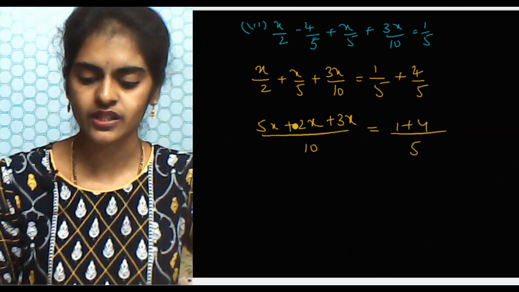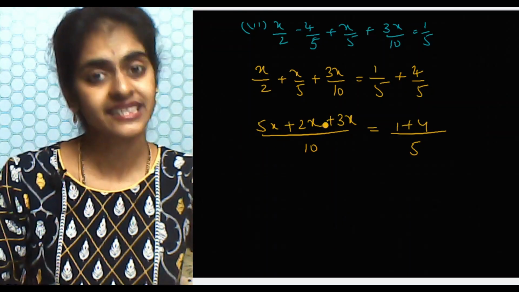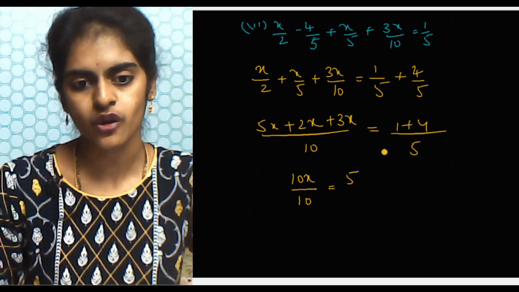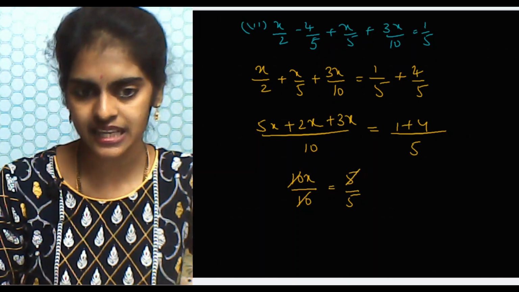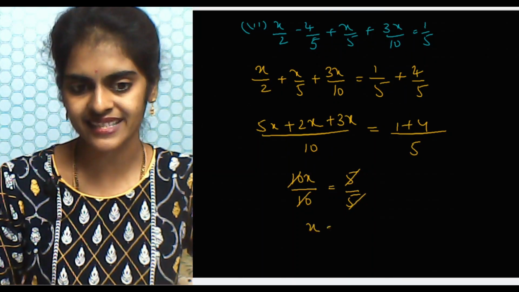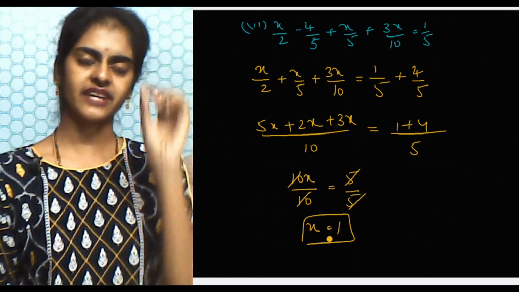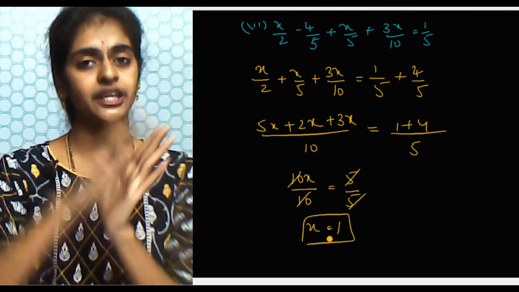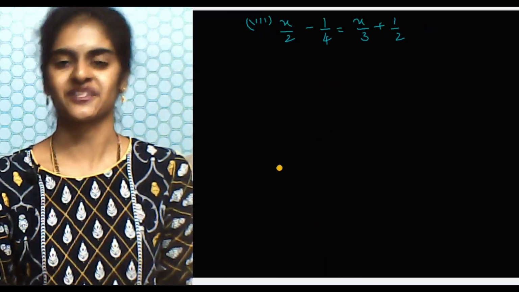Okay, so now you see this is nothing but 5 plus 2 is 7, 7 plus 3 is 10. So this is 10x by 10 is equal to 4 plus 1 is 5 by 5. Okay, so 10 and 10 get cancelled, 5 and 5 get cancelled. So x is nothing but 1. Very simple, right? So always try to keep the variables on the LHS and bring the constants to the RHS. Okay, so let us move on to the next one.